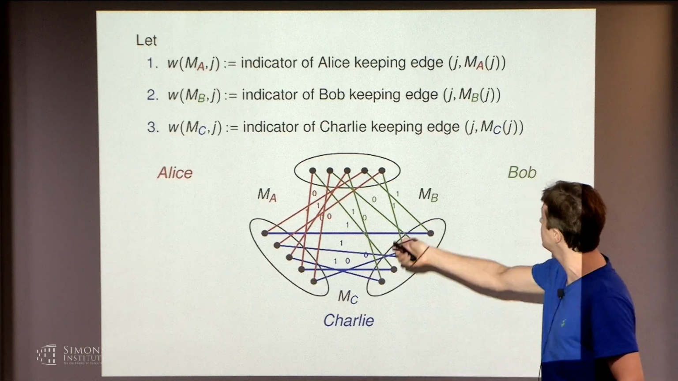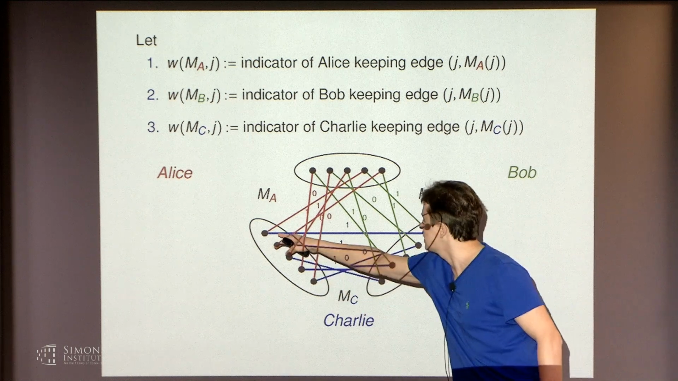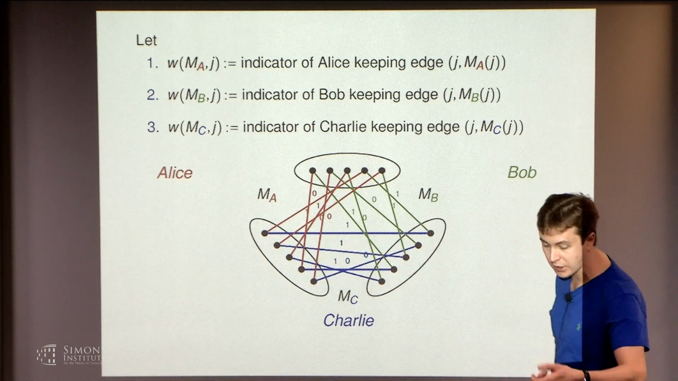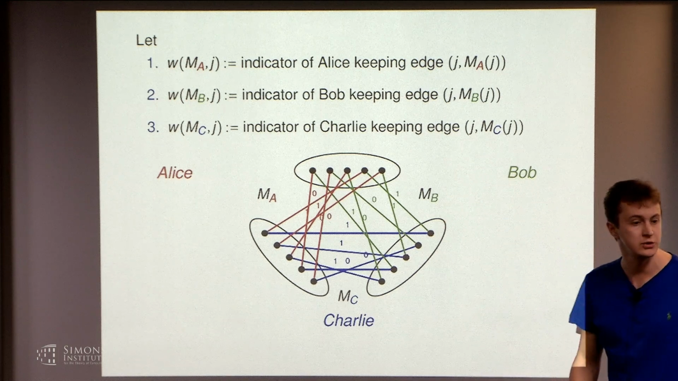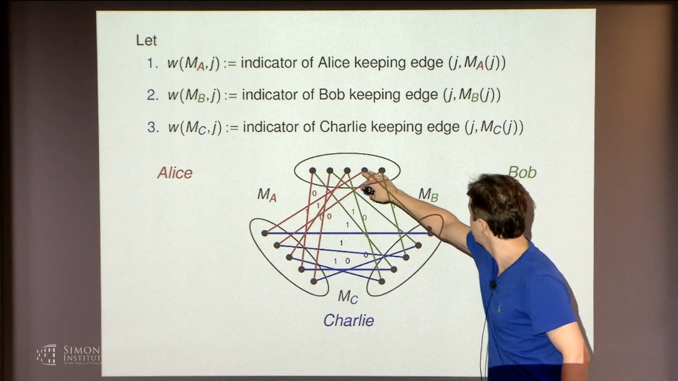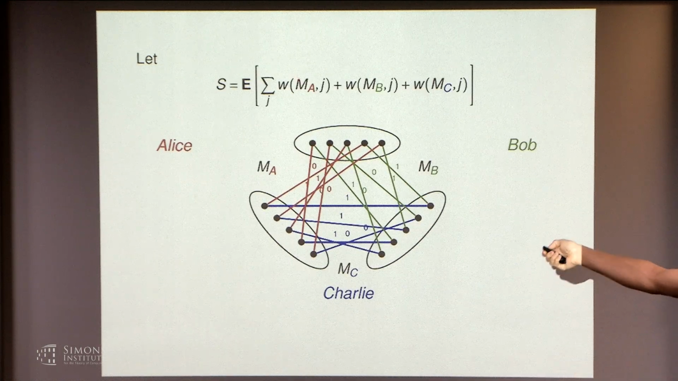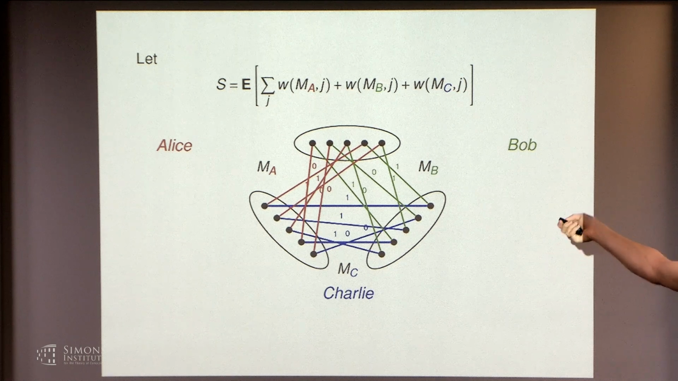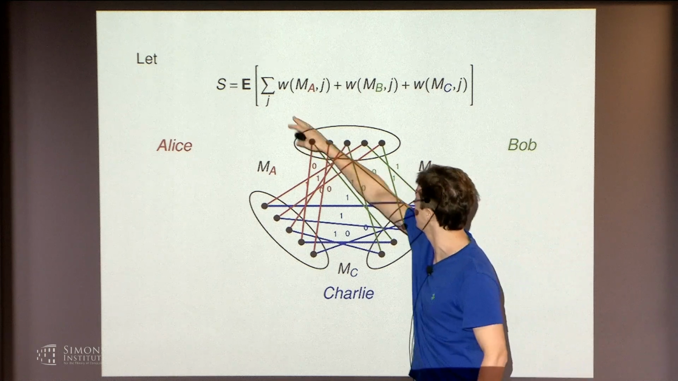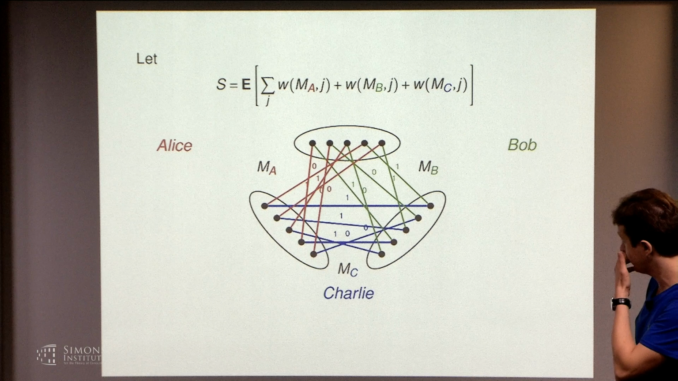So one way of looking at this is to define the following quantities. For every vertex j, let's say on this side of the tripartite graph, we let WMA of j be the indicator that Alice keeps the corresponding edge. And we define corresponding indicators for every one of the players. And then the total communication of the players is the expectation over the sum of all these indicators over all the vertices in the parts of the graph.